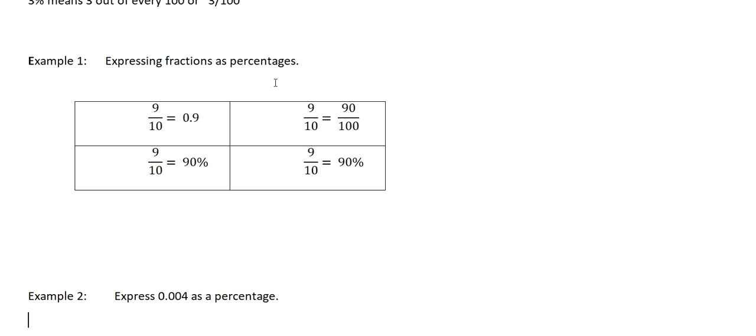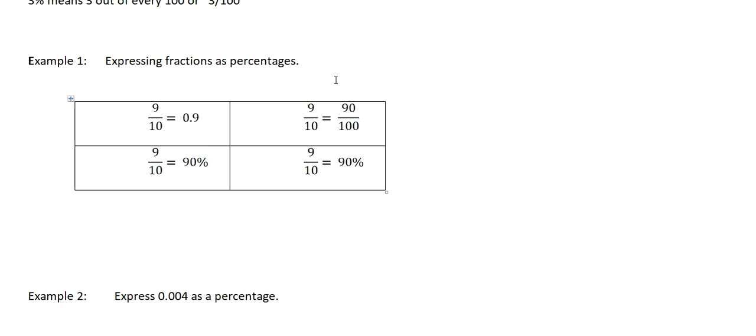Over here we have a fairly straightforward method. 9/10. Well, if we turn that into a decimal, it's 0.9. And if we multiply that by 100, we get 90, and then we add the percent sign to show that we multiplied by 100.